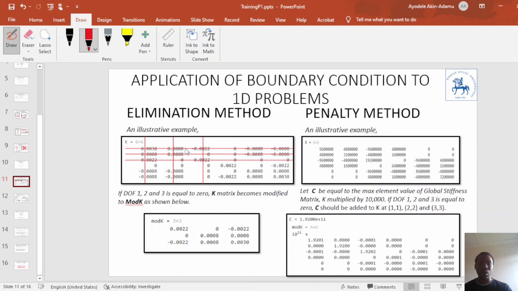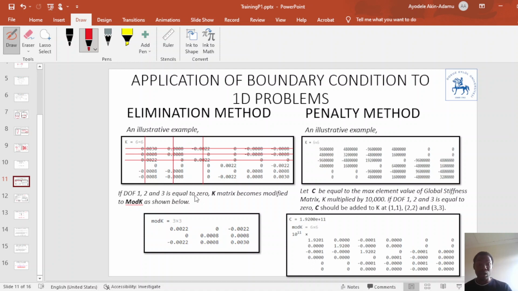For example, we have a global stiffness matrix shown here by K, say a 6 by 6 matrix. Say the support degree of freedom at 1, 2, 3 is equal to 0. Because the support degree of freedom at 1, 2, 3 is equal to 0, there is support at node 1, node 2, node 3. The K matrix can be modified to form a new matrix, which I define as mod K.